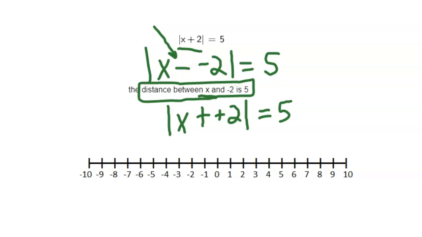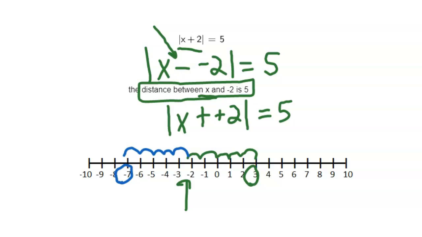So if you find negative 2, here it is, and 5 units away, so 1, 2, 3, 4, 5 would be 3, and then 5 units the other way. Let me change colors. From negative 2, 1, 2, 3, 4, 5 is negative 7. So in that case, there's our two answers.